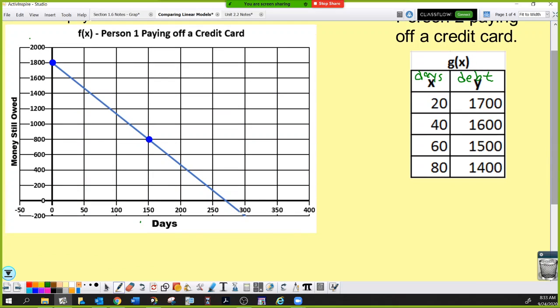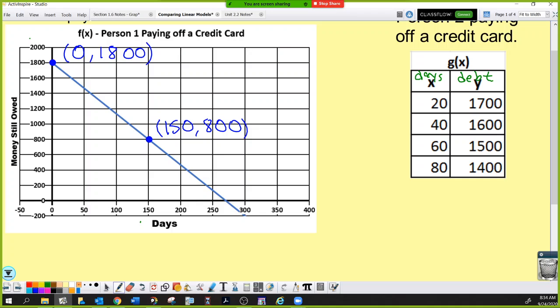So let's figure out the equation for person 1. I see the coordinate here is 150, 800. And I see up here, oh, what a gift, 0, 1800. And I call it a gift because that is our y-intercept. That will be the b value for person 1.